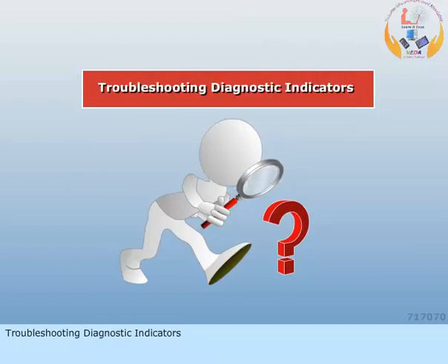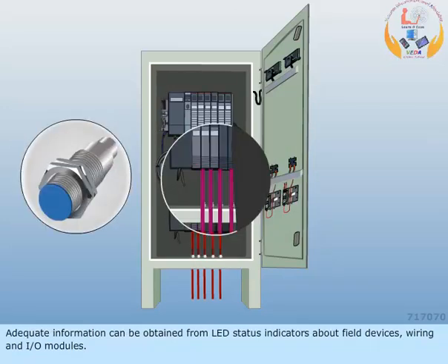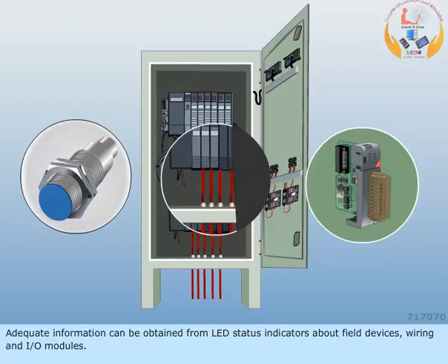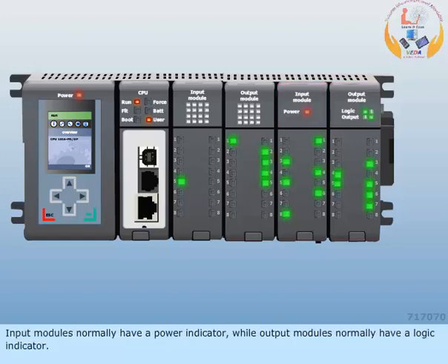Troubleshooting diagnostic indicators. Adequate information can be obtained from LED status indicators about field devices, wiring and I/O modules. There will be at least a single indicator in most of the input or output modules. Input modules normally have a power indicator, while output modules normally have a logic indicator.